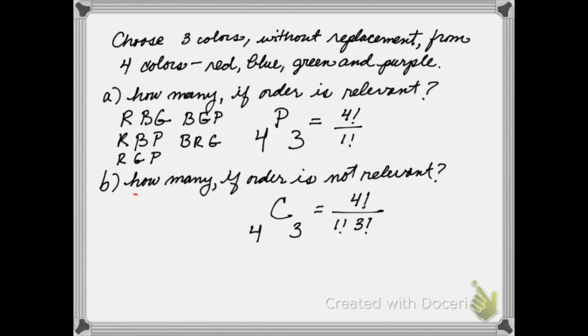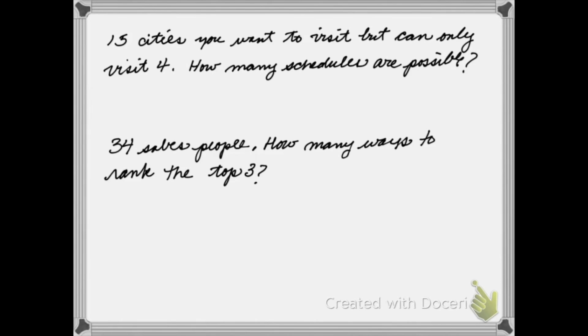Okay, now here's one. We're going to be choosing permutation or combination again. I've got 15 cities that you want to visit, but can only visit 4. How many schedules are possible? So how many ways are there to visit 4 of the 15 cities? So that's 15, 4, and is it a permutation or a combination? I suppose you could make an argument that order matters, but we're going to say that order doesn't matter in this case. You're going to get to your 4 cities, and it doesn't matter what order you do it in.